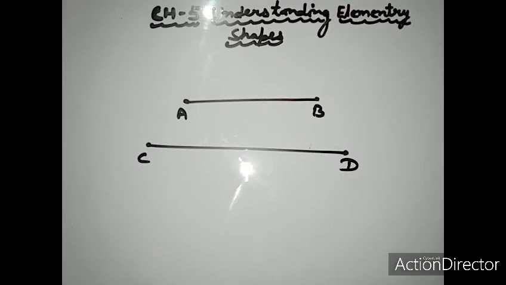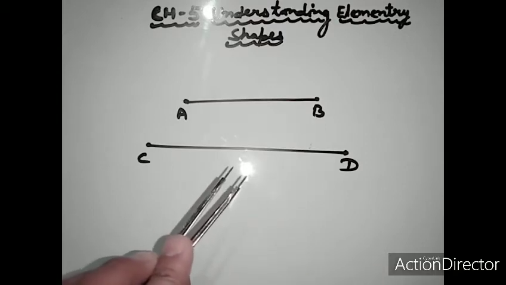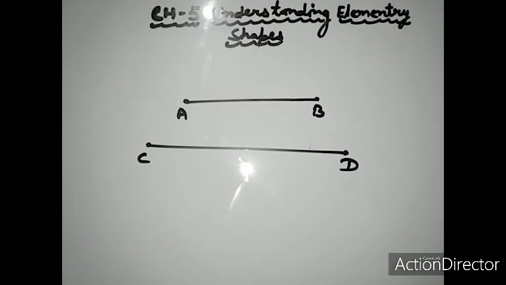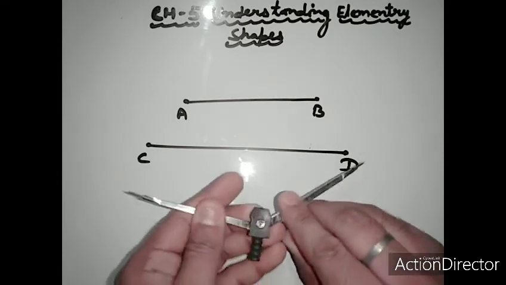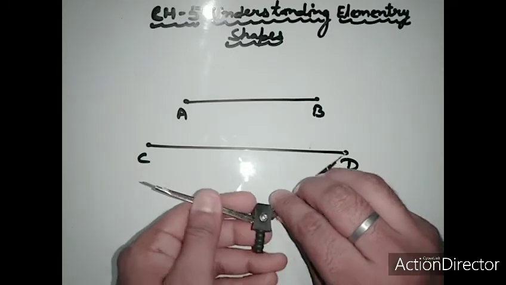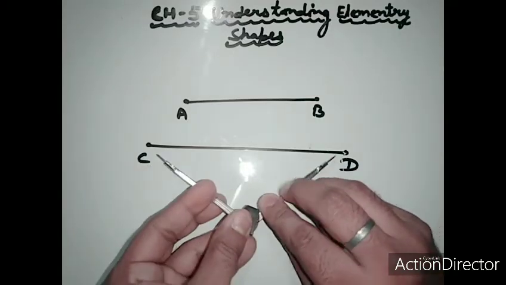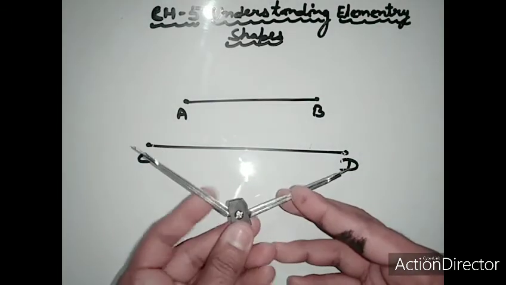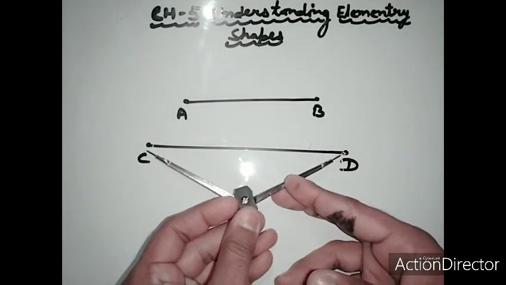So there are lots of other methods also. Here we use a divider. Here we use this divider, right, to find the exact length of this line segment, right? So what we do here, we put the tip of the first tip on the D point and the second tip on the C point, right? Now here we take the length of this line segment CD.